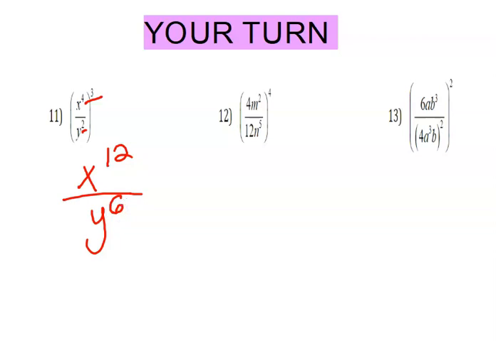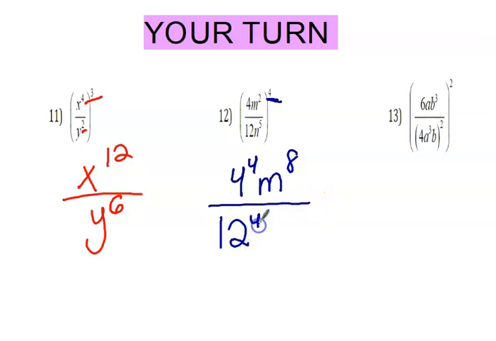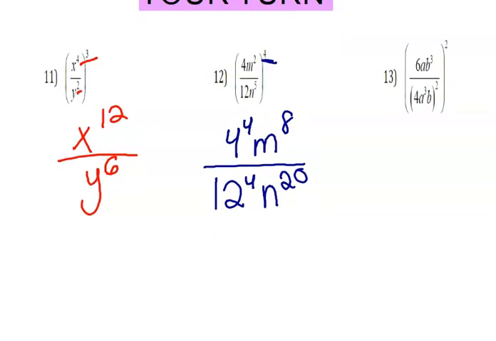All right, a little bit more complicated. Again, I need to bring this 4 to everything on the inside, including my coefficients. So I have 12 to the 4th and n to the 20th. There we go. And then we can simplify from there. And if they ask you to take it out of exponential form, you could go even further.